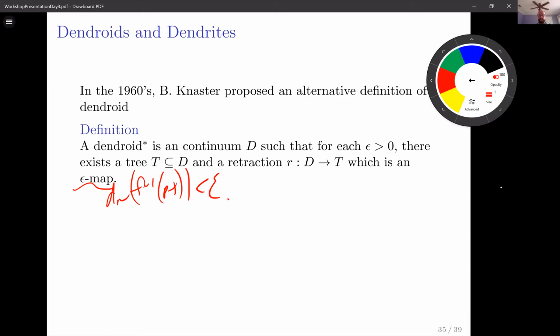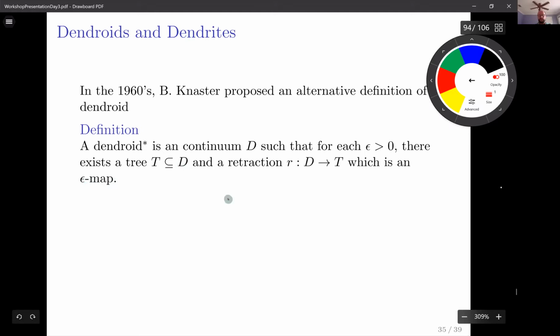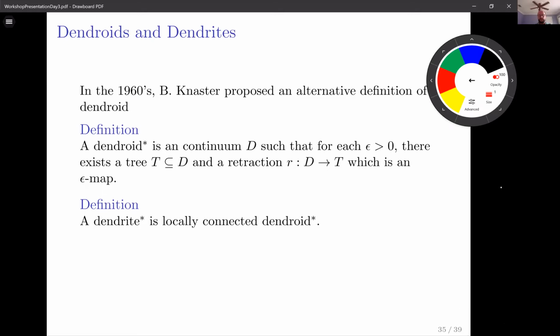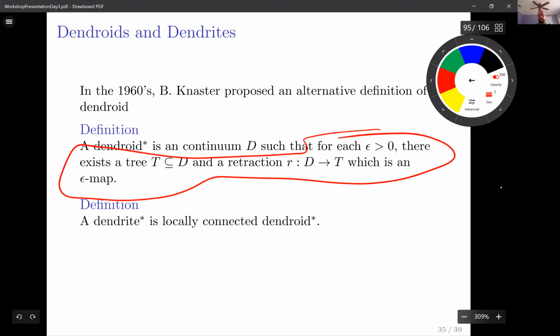Okay. So that's a dendroid. These are things that sort of project or retract onto trees in a nice way. Then a dendrite we might define, with an asterisk, to be a locally connected dendroid. Okay. So these are locally connected continua that retract onto trees. And this retraction is actually all that we used in our proof. Right? That was the real property we used.